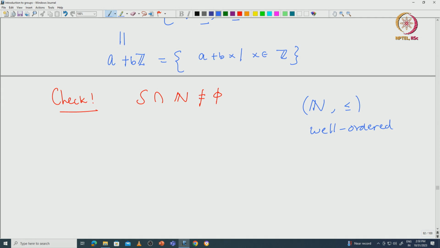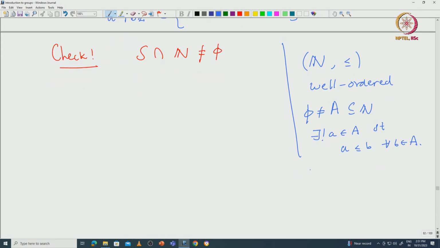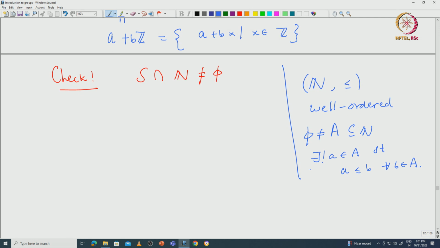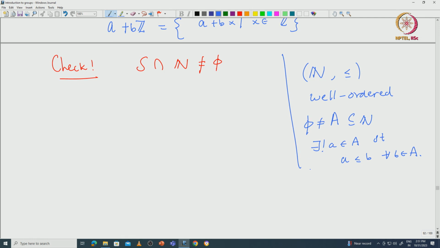So, what is the meaning of well ordered? Given any non-empty subset capital A of N, this A has a minimum. That is, there exists a in A such that a is less than or equal to b for all b in capital A, and we can prove that such an a is unique. This is the property of well ordered sets. Now, using this property, if we take S intersection N as capital A, this is a non-empty subset of N.